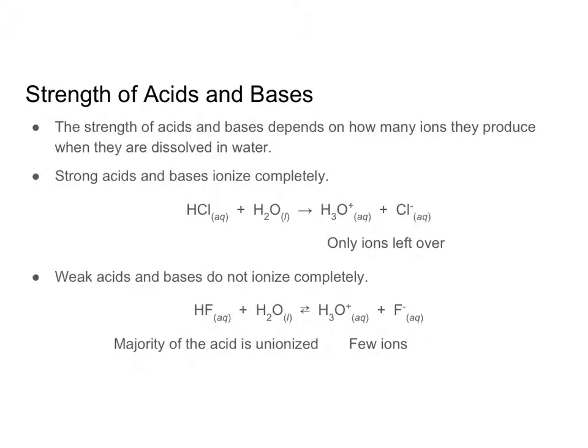Another way to write this would be HCl will dissociate into H+ and Cl- ions. So in this case, we'd have aqueous and liquid. So when you take HCl and you dump it into water and it completely breaks apart, we refer to that as a strong acid. So any acid or base that when you dump it into water makes only ions, we call that strong.